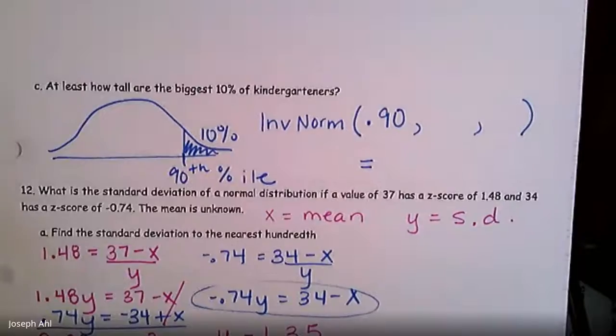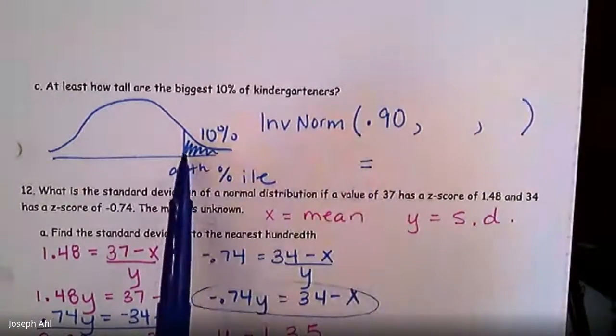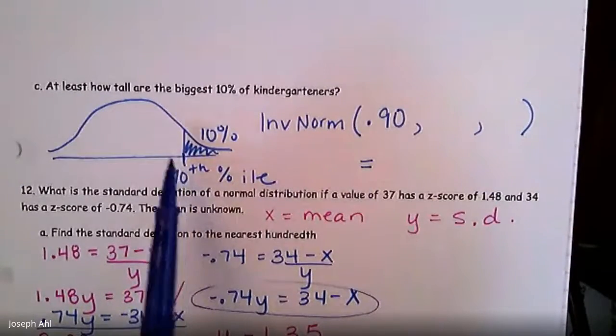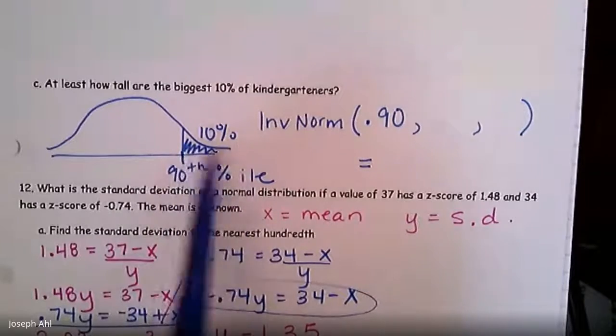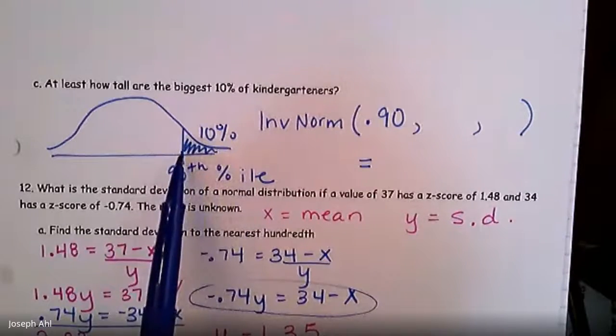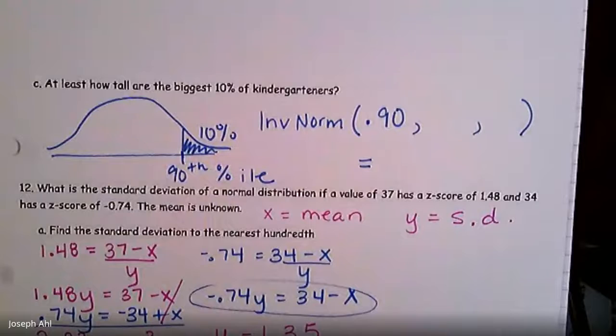But based on the wording for that one, Zach, it wasn't obvious maybe right away that we're looking at the 90th percentile. So you just have to read that carefully to know that the biggest 10% means that's the percentile they fall into. Think that's good for that one?